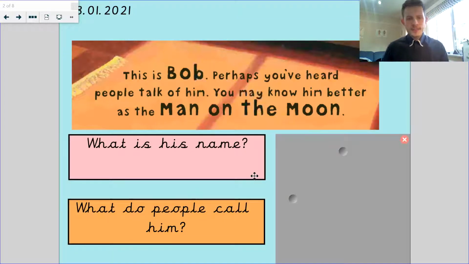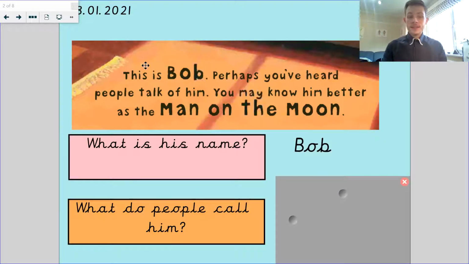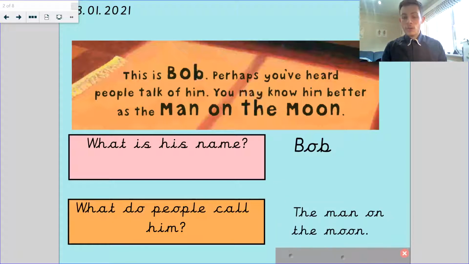Okay, so this is Bob. Perhaps you've heard of him. You may know him better as the man on the moon. What is his name? Well, his name is Bob. It says, this is Bob. So we've just copied that straight in. Bob is his name, isn't it? What do people call him? Well, people call him the man on the moon. You may know him better as the man on the moon.